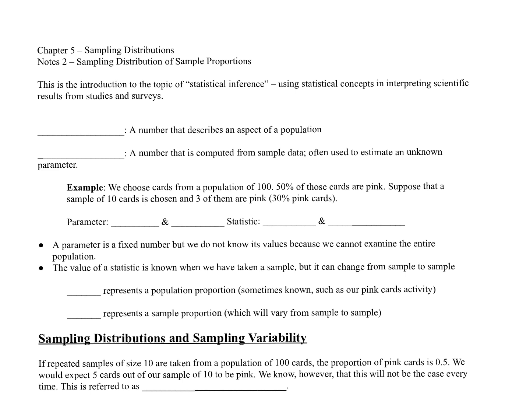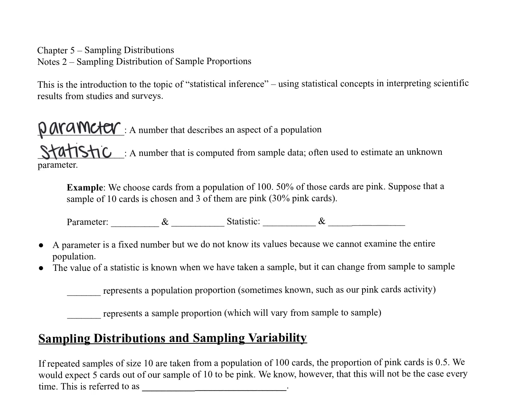So just to review a couple terms, a parameter is a number that describes an aspect of a population. What we're going to be dealing with are statistics, which is a number that is computed from sample data, and it's often used to estimate an unknown parameter. The majority of the time, we're not going to know our parameter. We're just going to know our statistic, and we're going to use that to make inferences about the population. So let's go ahead and take a look at an example.